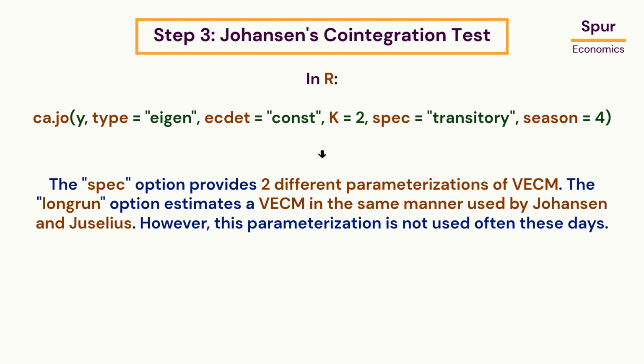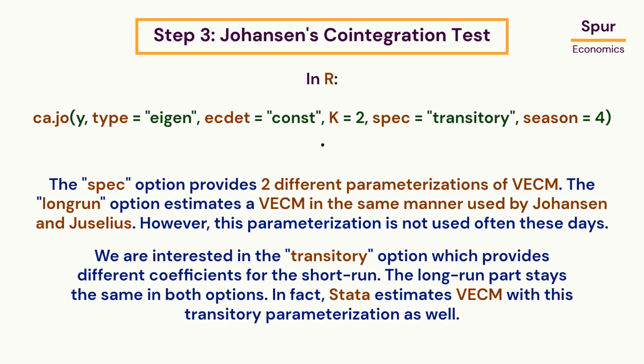The spec option provides 2 different parameterizations of VECM. The longrun option estimates a VECM in the same manner used by Johansen and Juselius. However, this parameterization is not used often these days. We are interested in the transitory option which provides different coefficients for the short run. The long-run part stays the same in both options. In fact, Stata estimates VECM with this transitory parameterization as well.